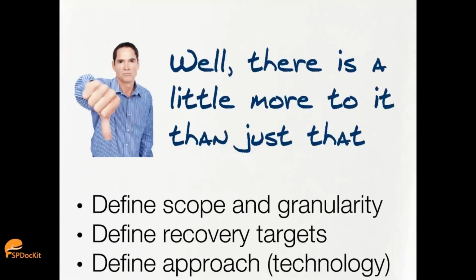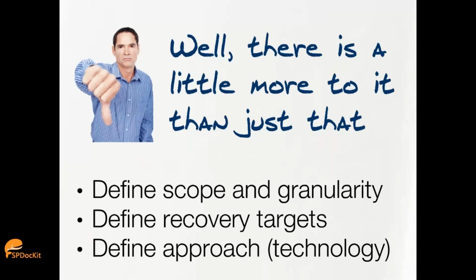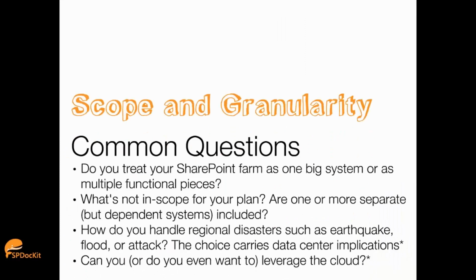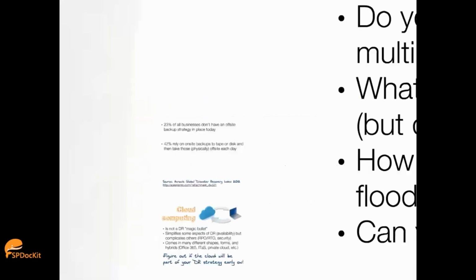Well, unfortunately, there's just a little bit more to it than that. Even though that formula is correct in the abstract, we need to do some additional things to actually make this happen. We need to define scope and granularity for our plan. We need to define the recovery targets, the items that we're actually going to protect and bring back. And of course, we need to make certain determinations about technology. So when it comes to scope and granularity, common questions we get: do we treat SharePoint as a big system? What's not in scope for our plan? How do we handle regional disasters like earthquake, flood, or attack? This carries data center implications.